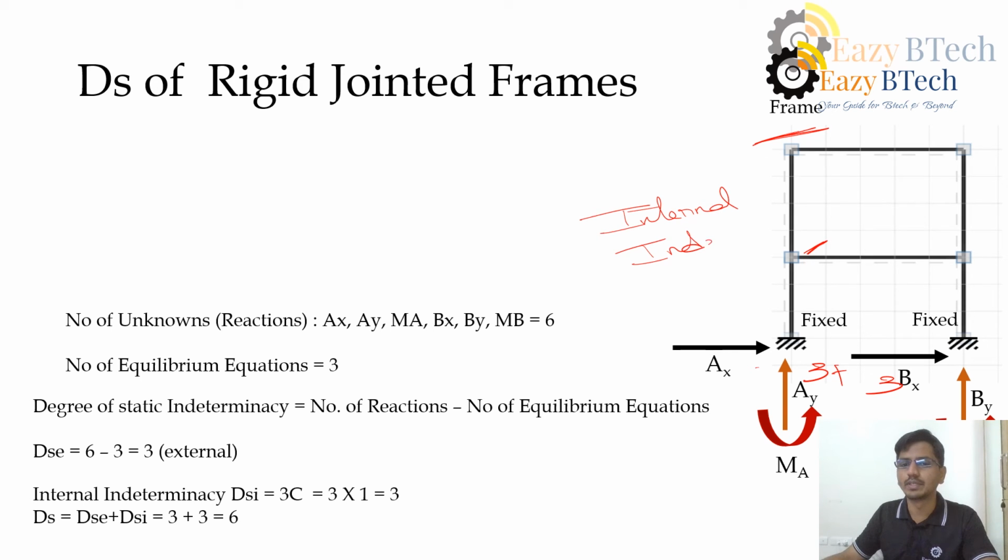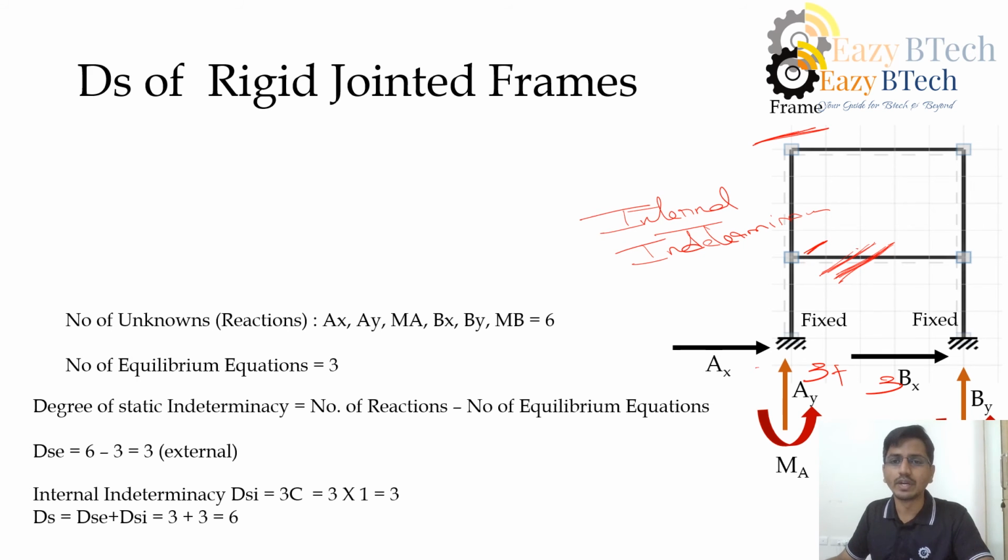What is this internal indeterminacy? You would have seen that these reactions are the basic foundation to calculate the member forces. And to find the member forces, we need these reactions. But since we have an additional member here, we are unable to find the member forces for this frame. Because of this additional member, another indeterminacy will generate, and we need that many additional unknowns to solve this equation.